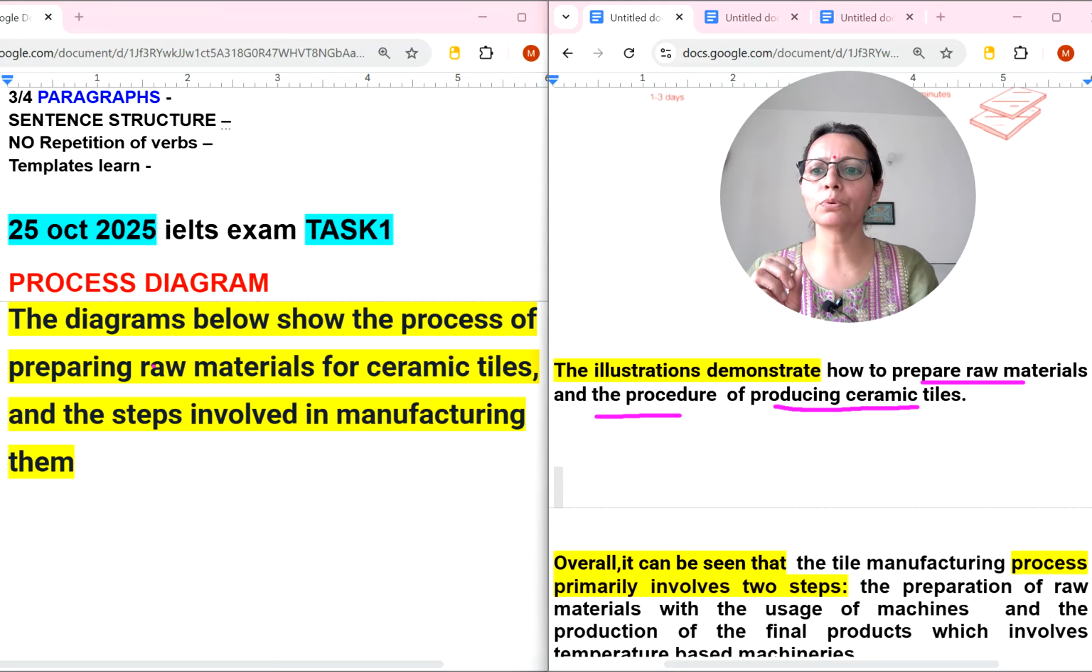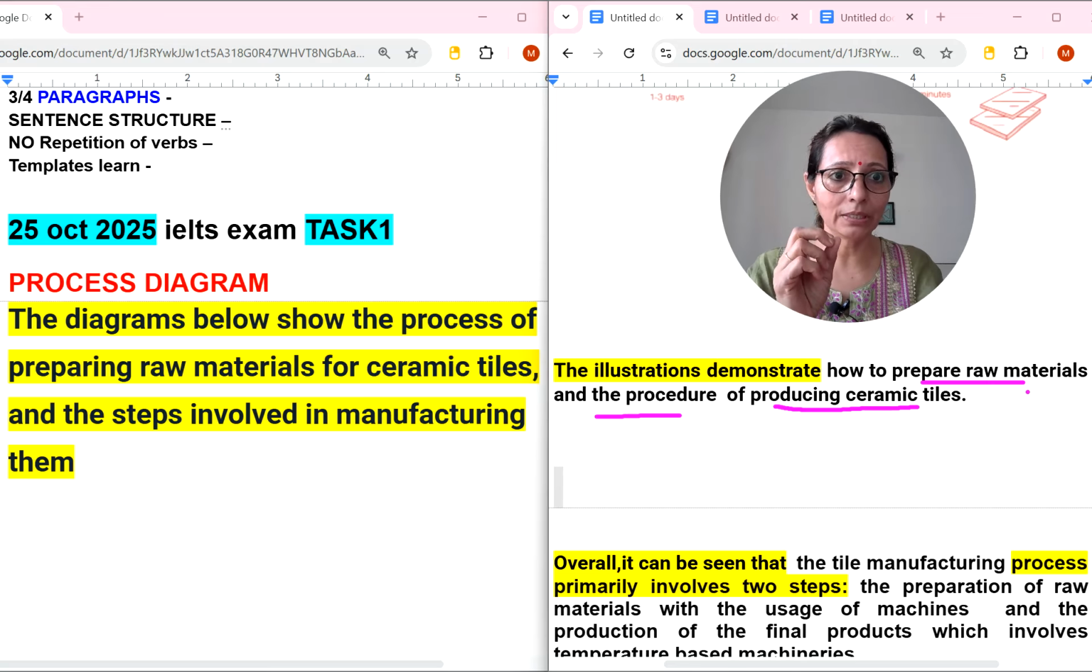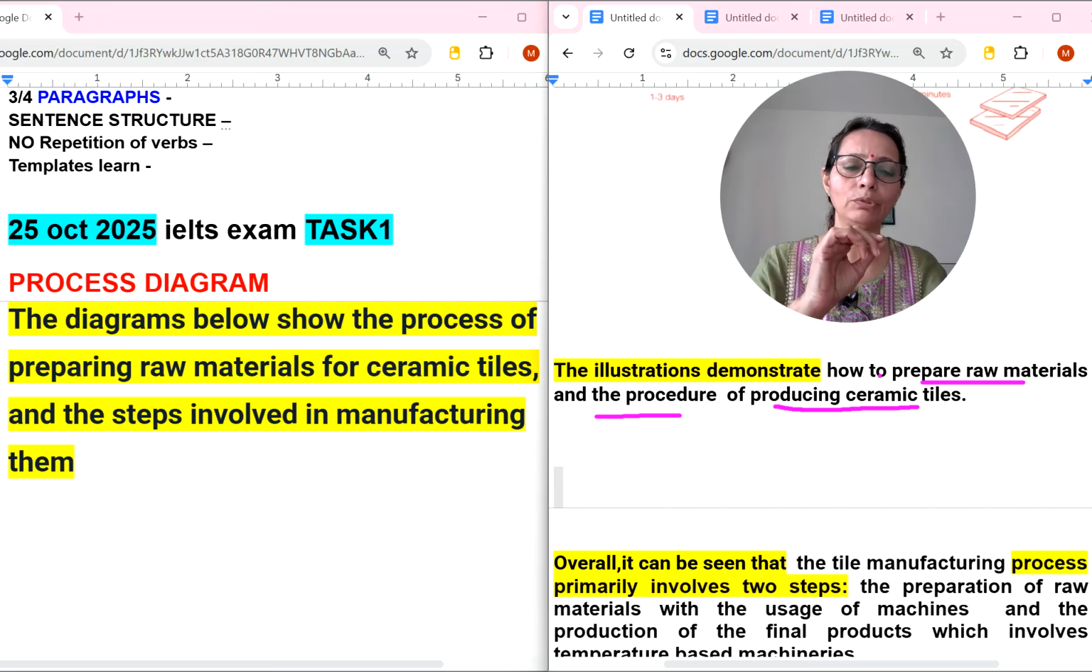Here it is given: the process of preparing raw materials for ceramic tiles, comma, and the steps involved in manufacturing them. So what we have written: how to prepare raw materials and the procedure of producing ceramic tiles. So this is the introduction. We have paraphrased the question statement and changed the sentence structure also.